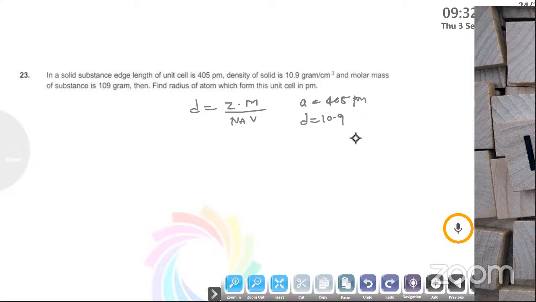And the molar mass is also given, that is 109 grams. Then you can substitute here. What is the Z here? Z is the effective number, and first we need to calculate the effective number.